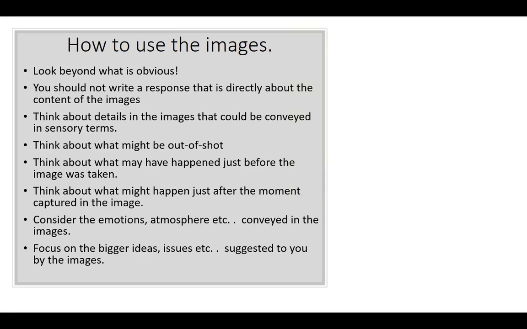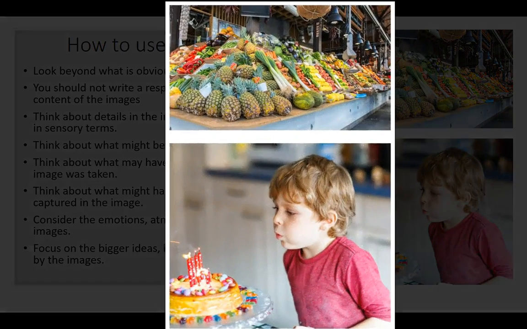So for task 6, which asks you to write about an experience where food played an important role, on the exam paper there were 2 pictures. One of them was a market, a fruit and veg market, and the other one was a little boy blowing out some birthday candles. These aren't the actual images from that sample paper. The images on that paper were black and white because it's a sample paper and because it had been photocopied, but in the real exam you will get colour images, and the colours can be really important.